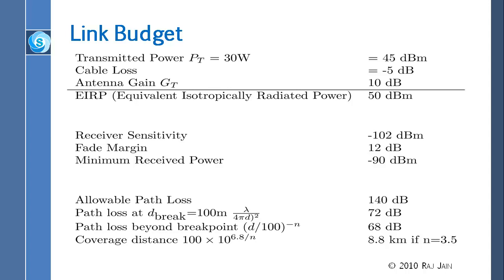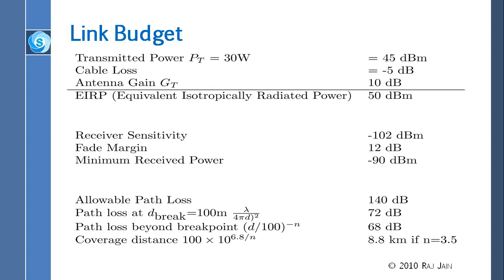The fade margin is 12 dB because there is a variation because of the small fading and all that, so we allow 12 dB for that. So the minimum received power should be the sum of those two, minus 90 dBm. And so minus 90 dBm and plus 50, the difference is 140 dB, which is the loss allowed.